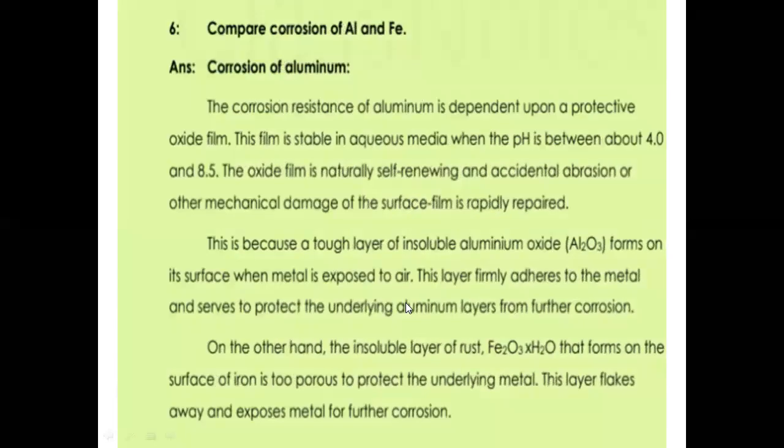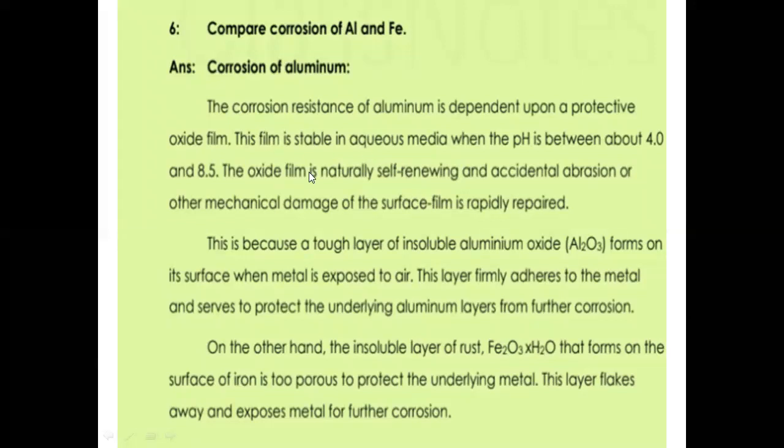Question number 6, compare corrosion of aluminum and iron. The corrosion resistance of aluminum depends on the protective layer. I told you that on aluminum, a protective layer of aluminum oxide is formed. That is a tough coating. It protects the lower layer of aluminum from corrosion and prevents it from exposure to the atmosphere or to the air.